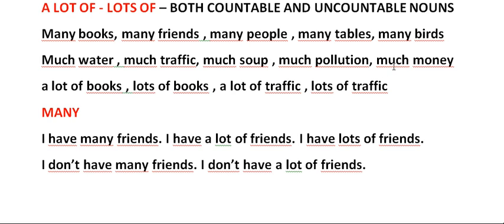So you can say I have a lot of money, I have lots of money, or I don't have any money. You don't say monies. There is no s on uncountable nouns. So you can say a lot of books, lots of books, a lot of traffic, lots of traffic. So you see, we use a lot of or lots of with both countable and uncountable nouns.